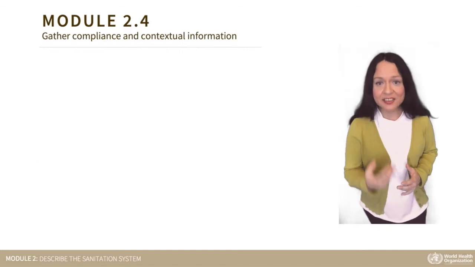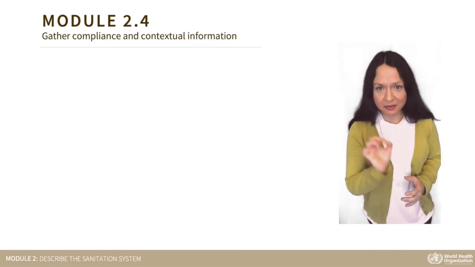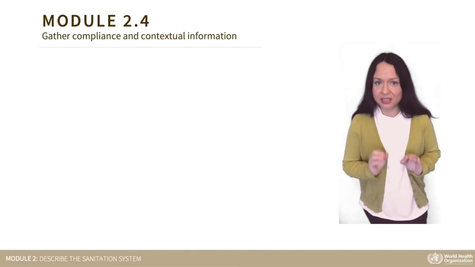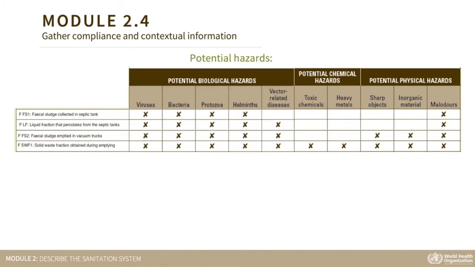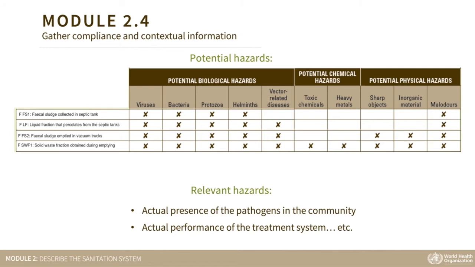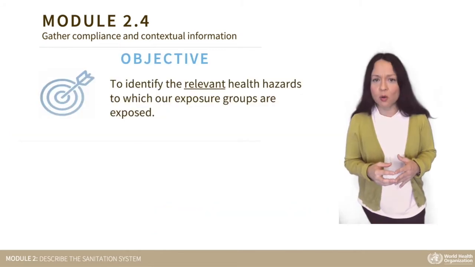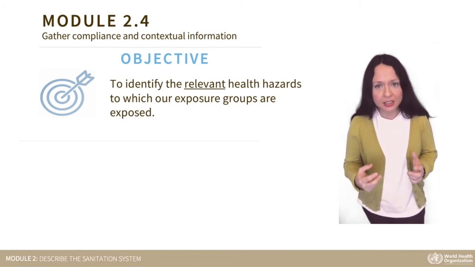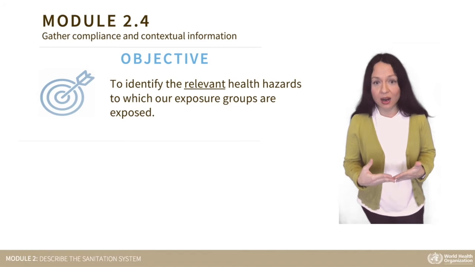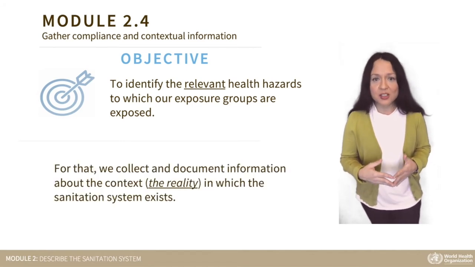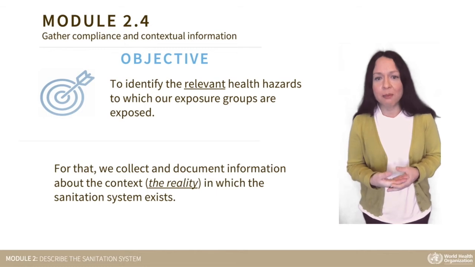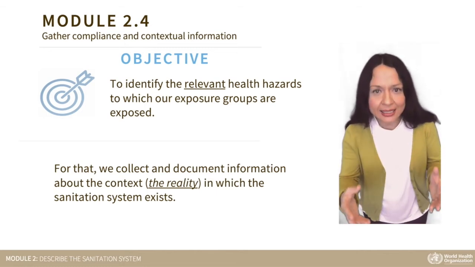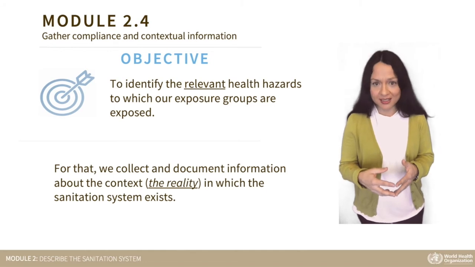We just identified and characterized the waste fractions. This tells us the potential health hazards. Now we want to look closer to reality. What helps us identify the relevant health hazards? In Module 2.4, we gather evidence of really what are the health risks to which our exposure groups are exposed. For this, we collect and document information about the context, meaning the reality, in which the sanitation system exists.